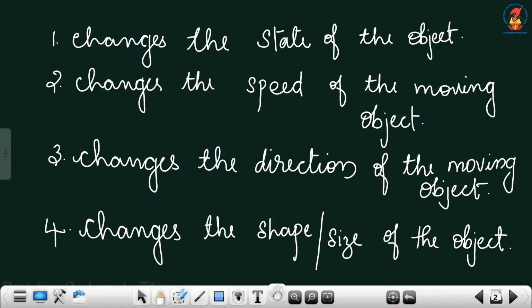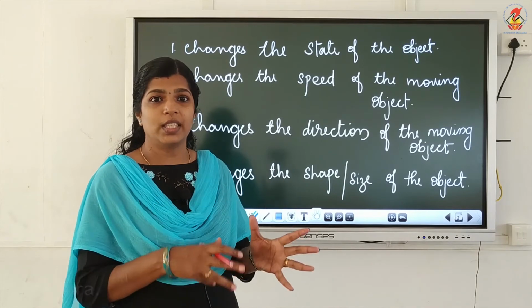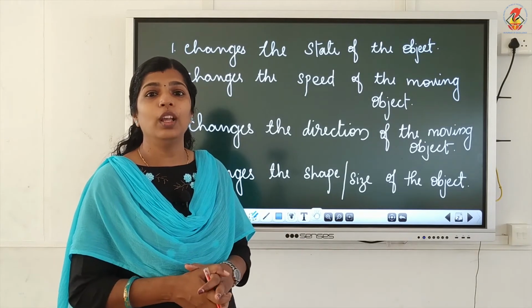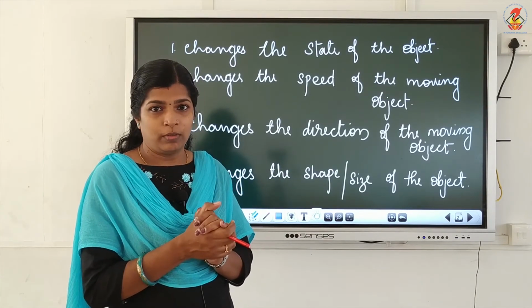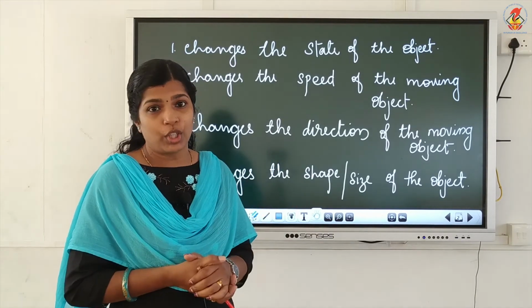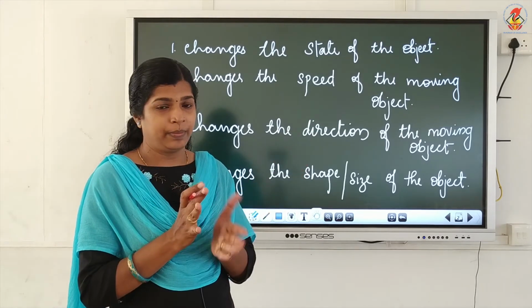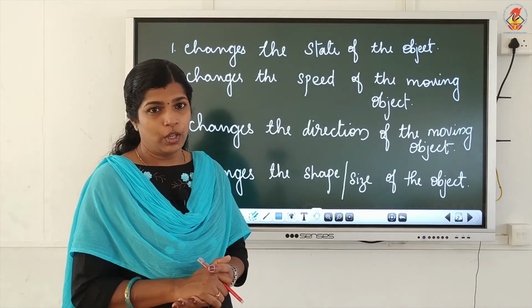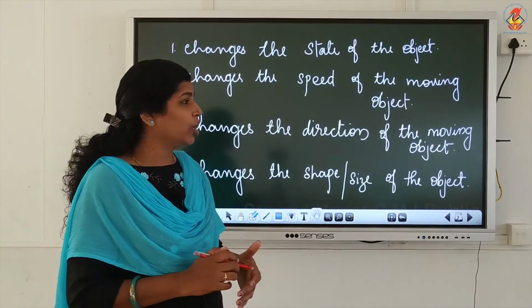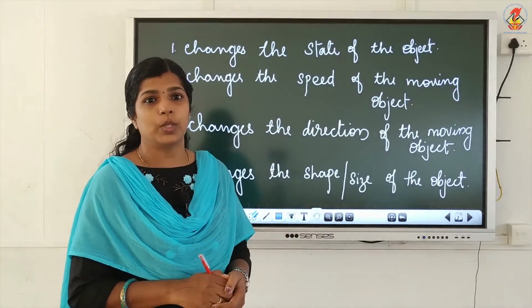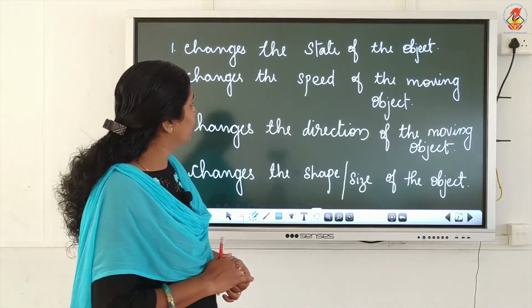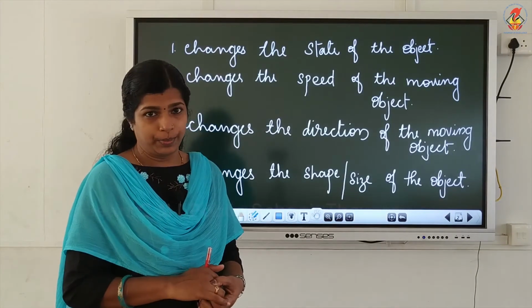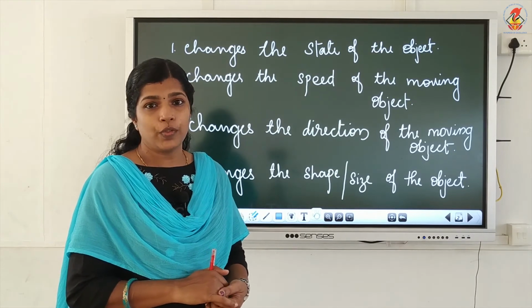changes the shape and size of the object. If you want to change the size and shape of the object, when you press an inflated balloon, the shape of the balloon will change. Pressing means you are applying force. So, if you want to change the shape of an object or size of an object, you have to apply a force. Okay. So, these are the four effects of force.